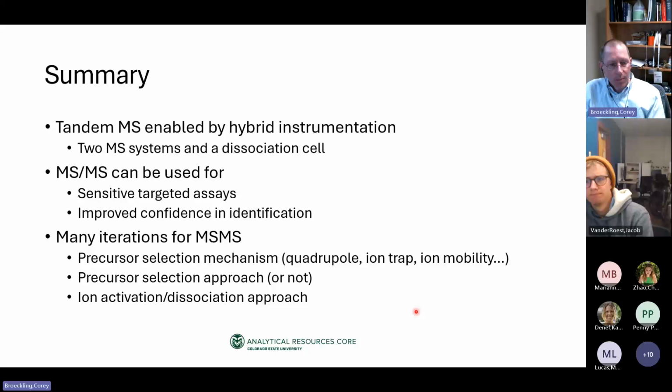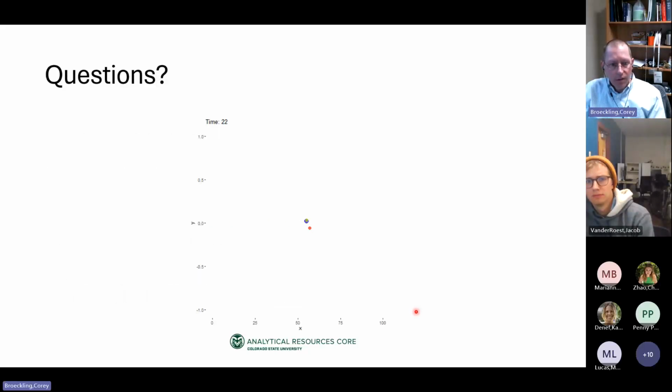And finally, we talked a little about the various dissociation methods. Collision-induced dissociation being the most prominent, but some of the electron-based dissociation tools are becoming much more widely used and are worth keeping an eye on moving forward. And with that, I wanted to open it up to questions.